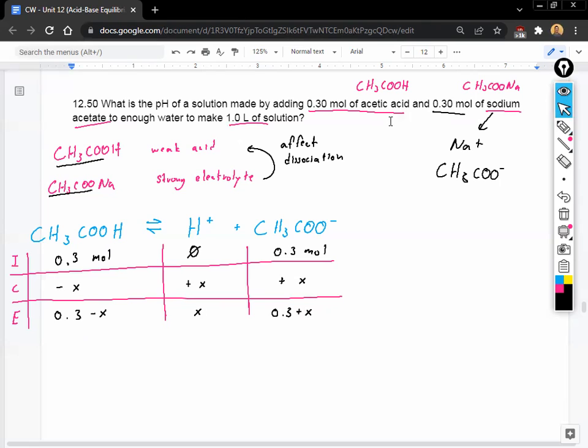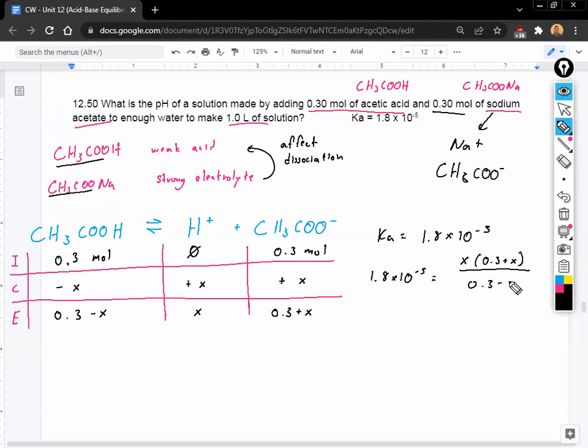I should have written the Ka. Okay, and then the Ka for acetic acid is going to be 1.8 times 10 to the negative 5. So from here, all we need to do is just plug it into our Ka equation. So if I plug it in, I'm going to get Ka is equal to 1.8 times 10 to the negative 5. And so 1.8 times 10 to the negative 5 is going to equal, on the top, x times 0.3 plus x divided by 0.3 minus x.